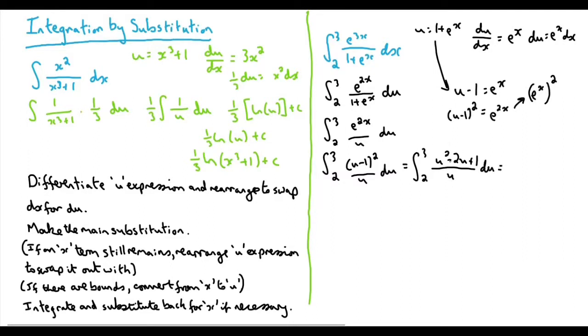And if we just simplify these, dividing each term each time, so between 3 and 2, u squared divided by u is just u, minus 2u divided by u is just minus 2, and then you still have 1 over u from before. Now, while we now have something that we could integrate, its individual terms are pretty straightforward, we still need to change the bounds. We have to take into account this here. If there are bounds, convert from x to u.